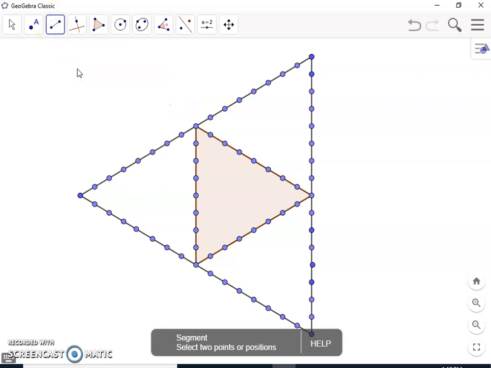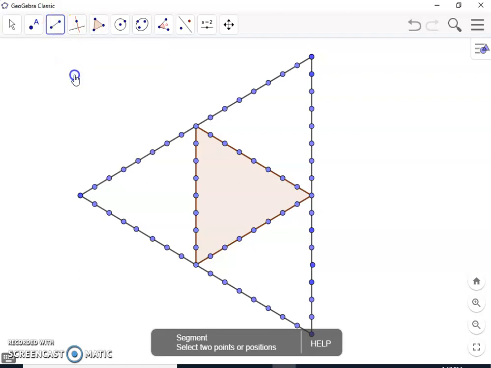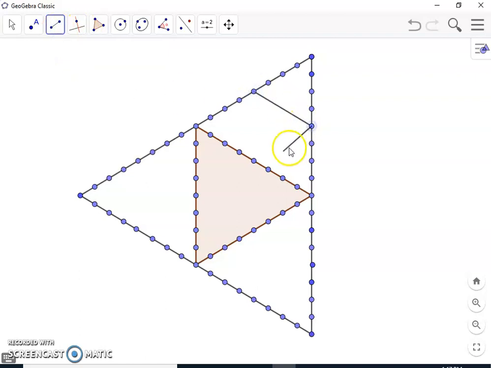And then you're going to divide each side by finding its midpoint, and then connect the midpoints as we did in the original triangle to divide each of these triangles up into 4 congruent equilateral triangles. So in geometry, we call this an iteration. It's the idea of taking a pattern or a rule and applying that same rule over and over again.